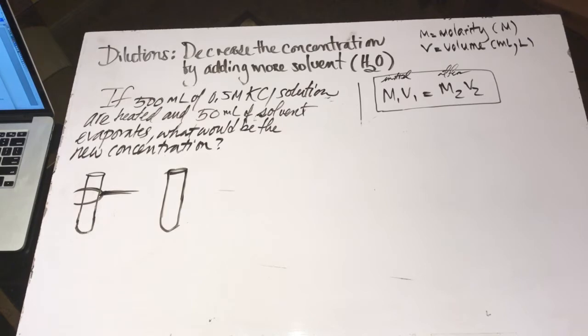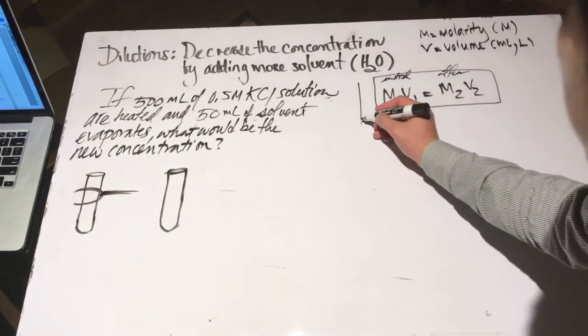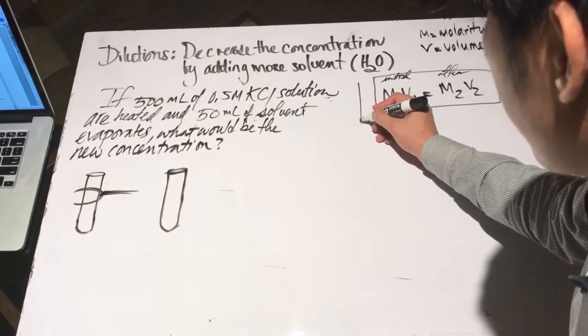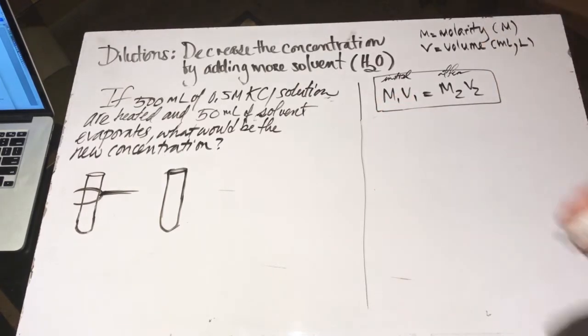The same concept applies here, which is M1 times V1 is equal to M2 times V2, because at the end of the day your moles should be the same. So we're just going to follow the chemical formula right here. Let's interpret what's going on.